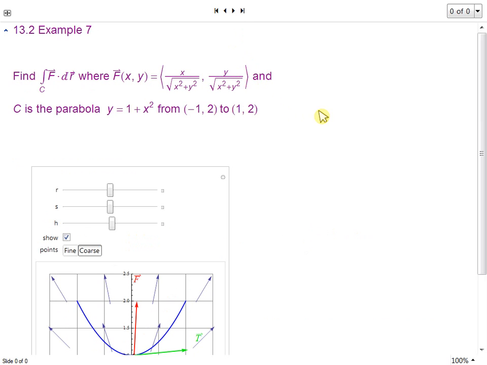All right, find this where C is the parabola, y equals 1 plus x squared.